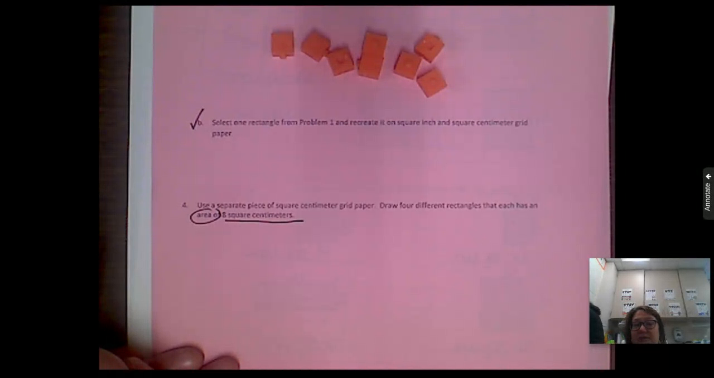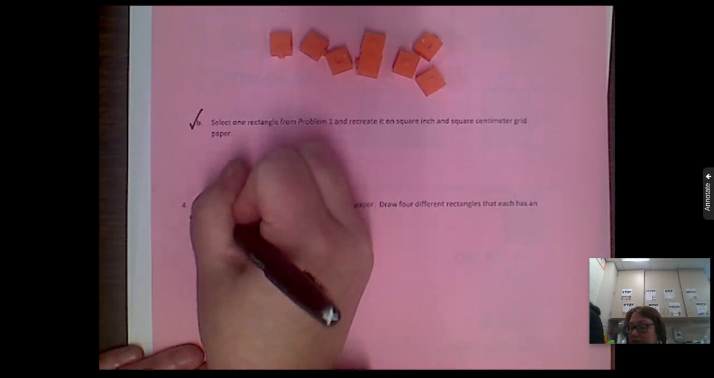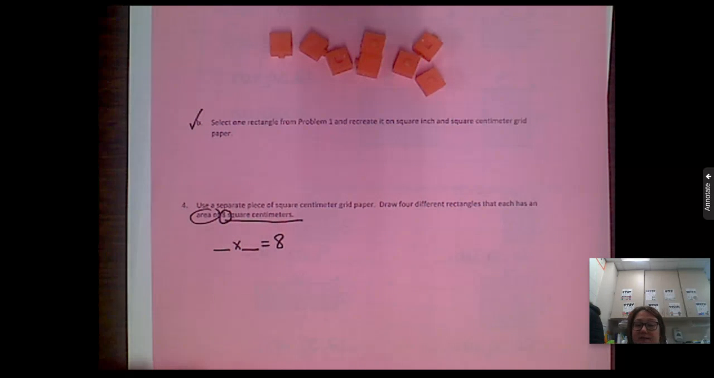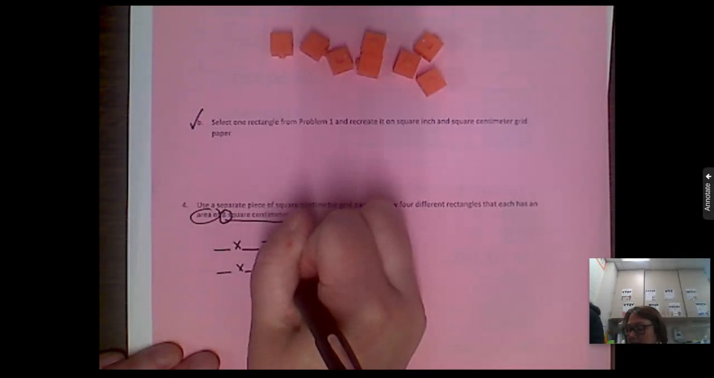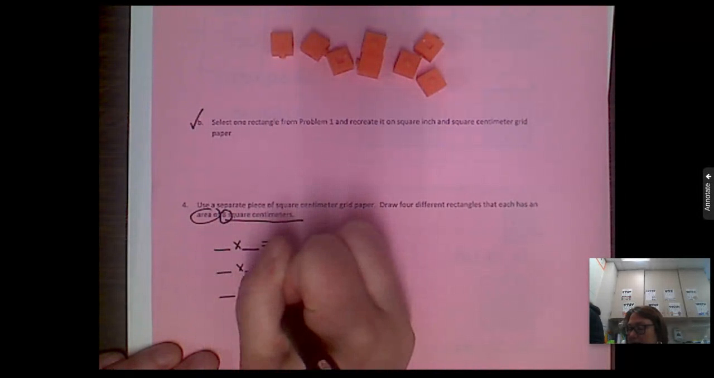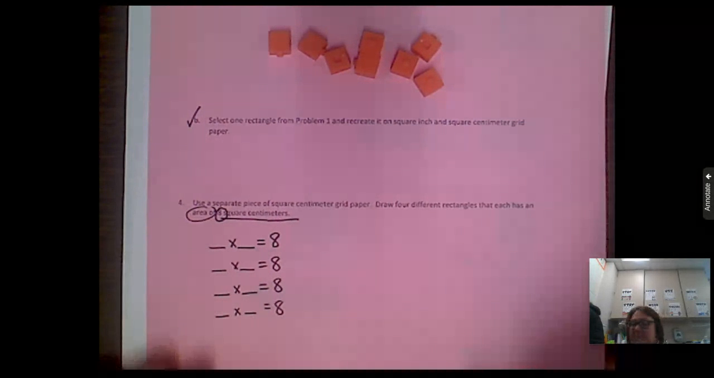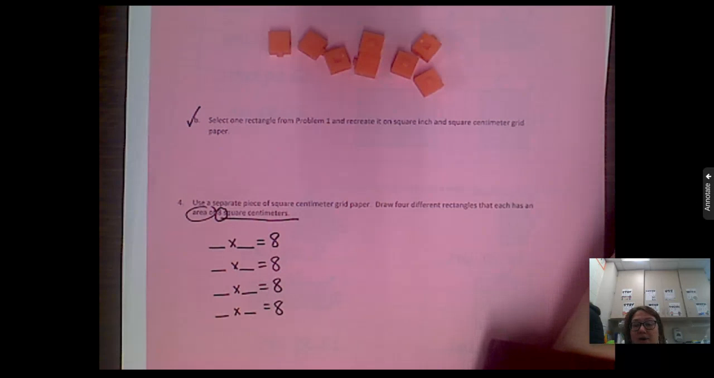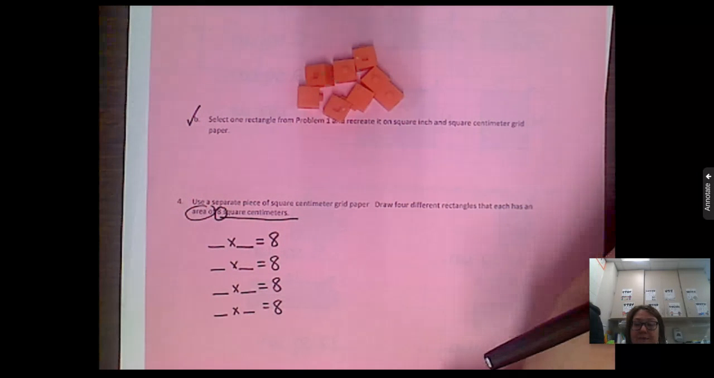Another strategy that I showed you yesterday is we could do blank times blank equals 8. So since we know the area is 8, I can write my number sentences and have them equal 8. So blank times blank equals 8, four times. Okay, so if you want to pause your video and see what you can come up with, you can work this way and build, or you can do both, right? Then come back to me and we'll see what we've got together, okay?